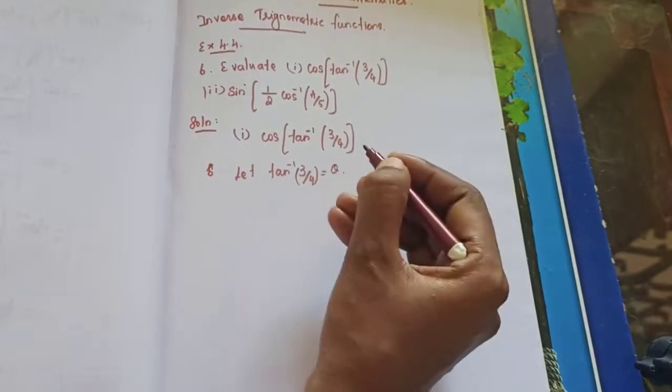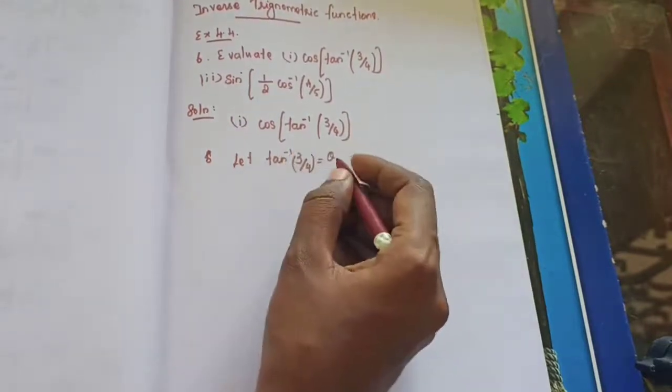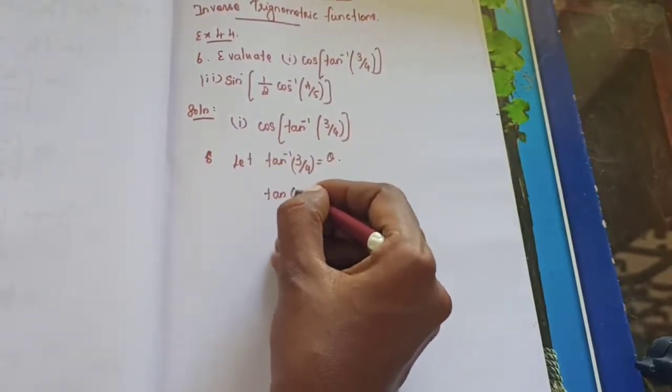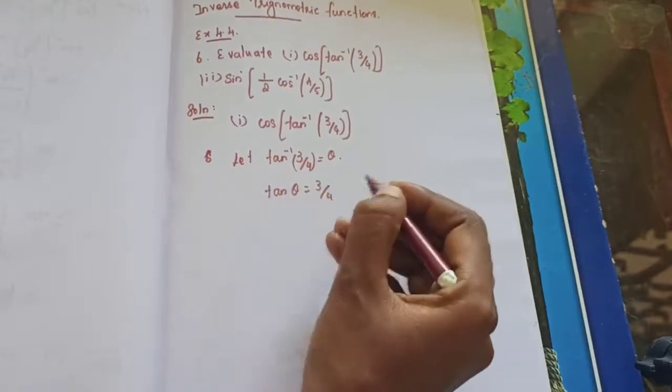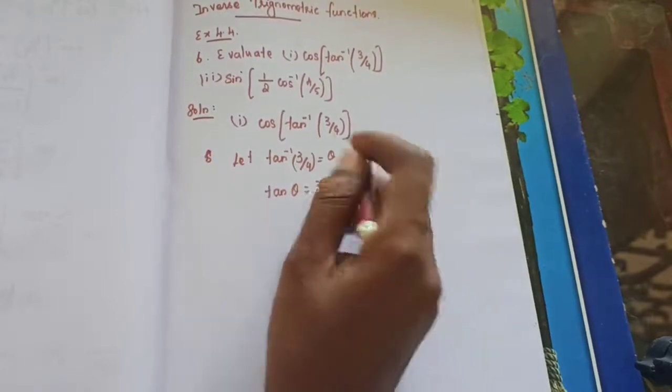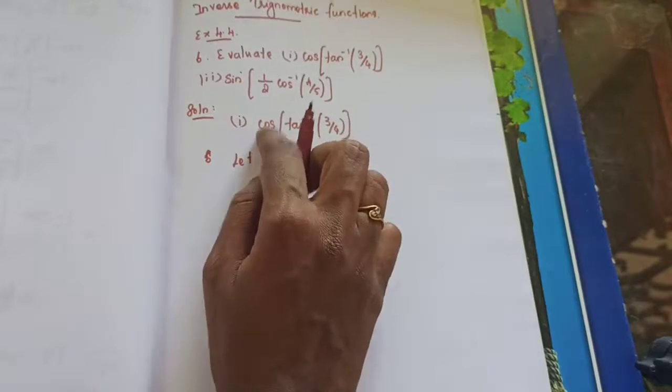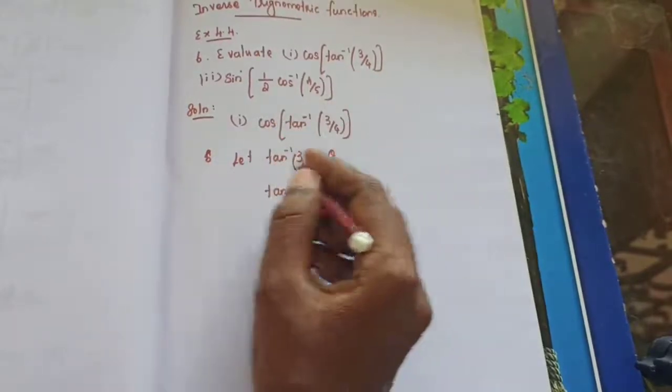As in the example we have completed, if you bring this here, what will happen? Tan theta equals 3 by 4. Now you got the value of tan theta. But here cos also we need. So from this we can find the cos value.